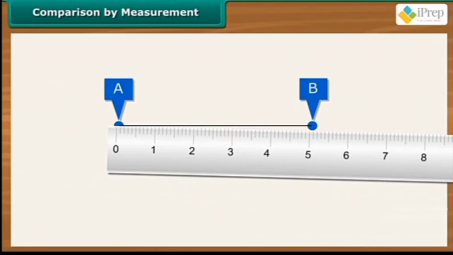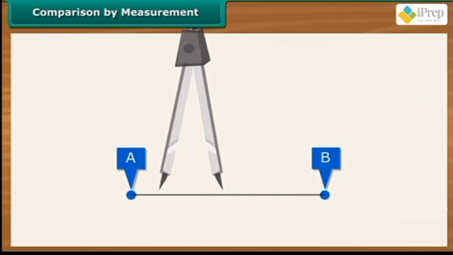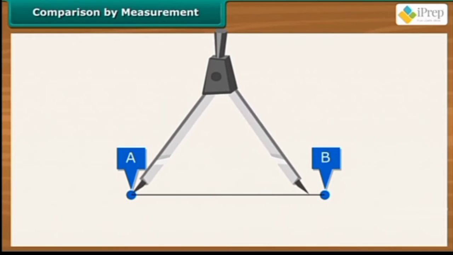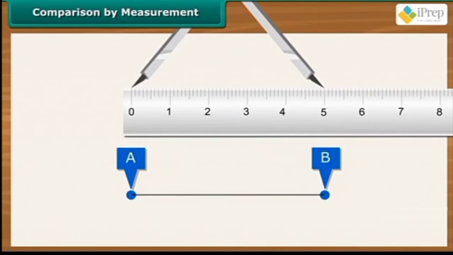Measurements can go wrong if the ruler is not placed right or if the person taking the measurement views it from a wrong angle. A better way to measure is to use the divider. Place the divider on AB such that the sharp end of one arm of the divider is on A and the sharp end of the other arm is on B. Measure AB.